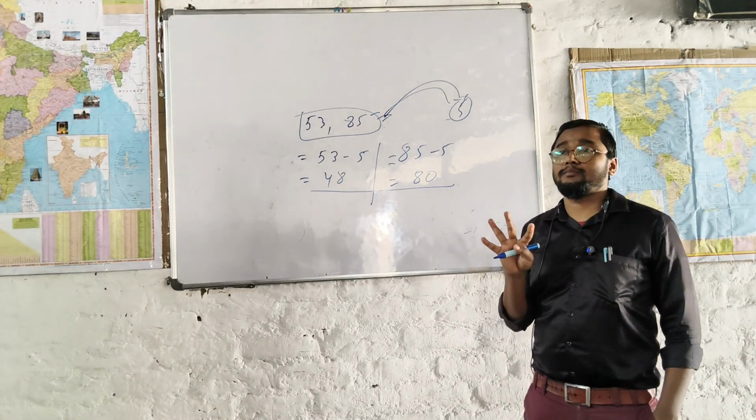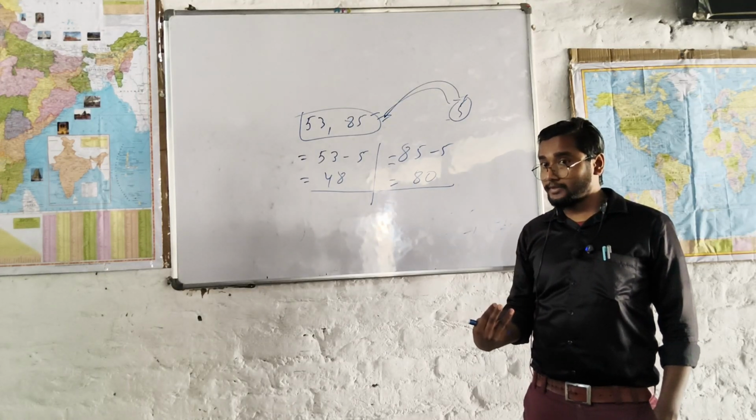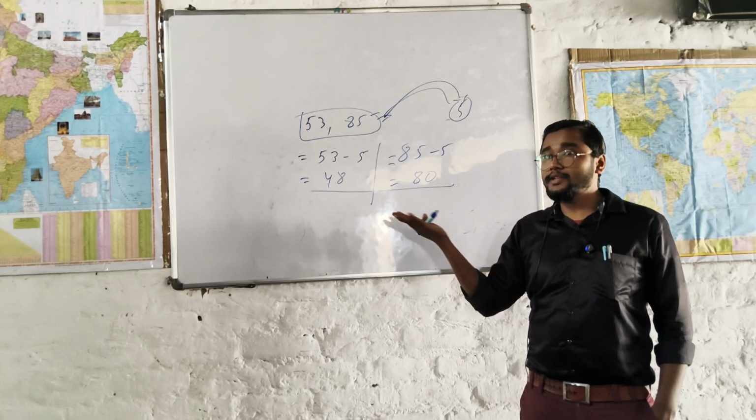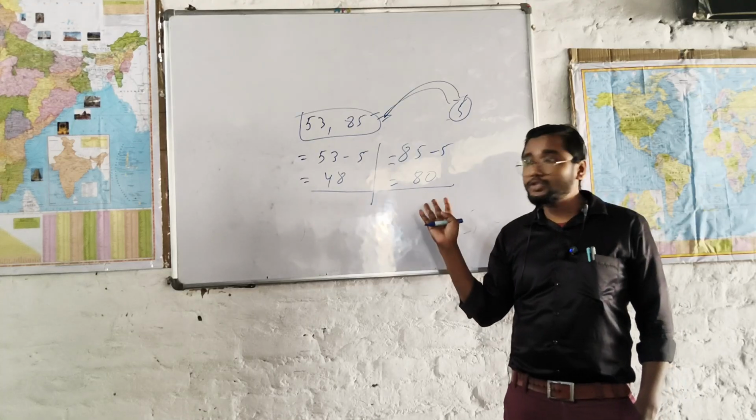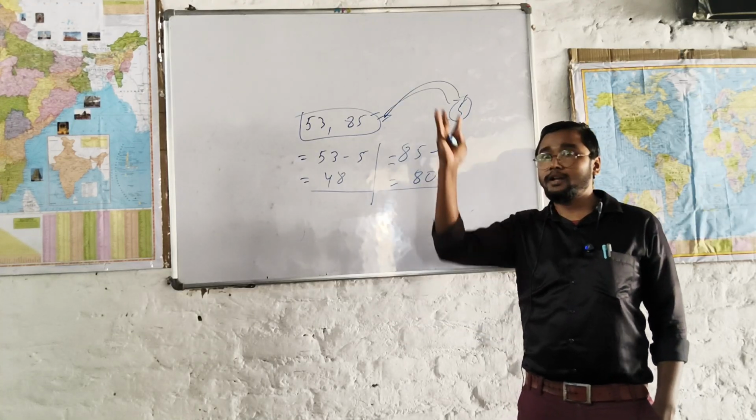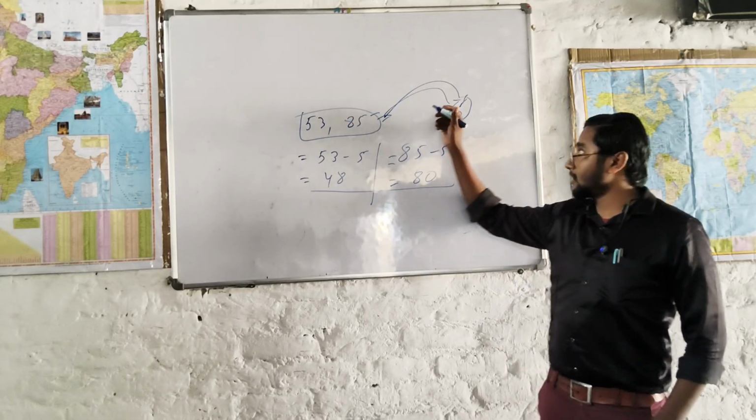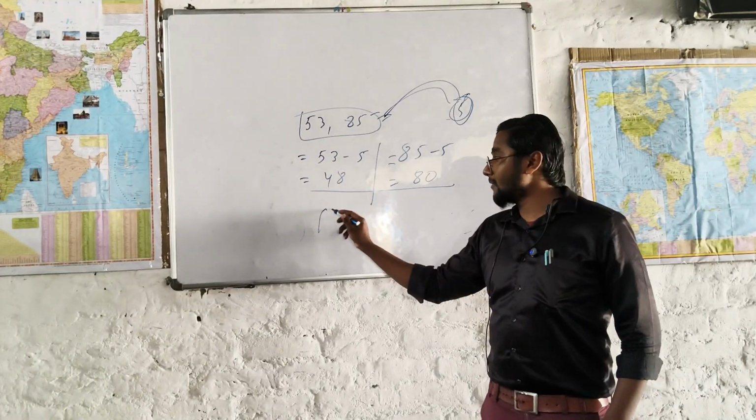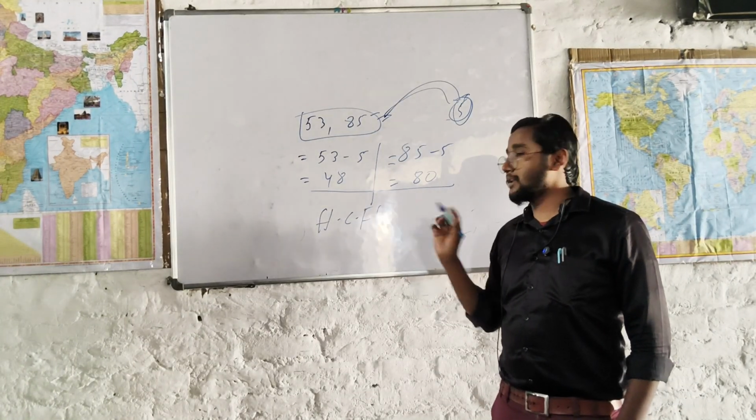Let me tell you one more time. 48 and 80 will help us. We don't have any problem with 48 and 80, but these numbers will help me to find the greatest number that will divide 53 and 85, giving the remainder 5 in each case. When the question says find the greatest number, it always means talking about HCF.